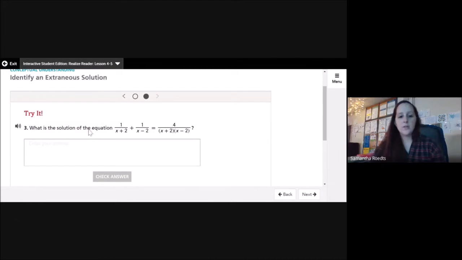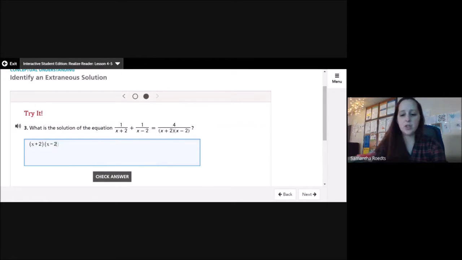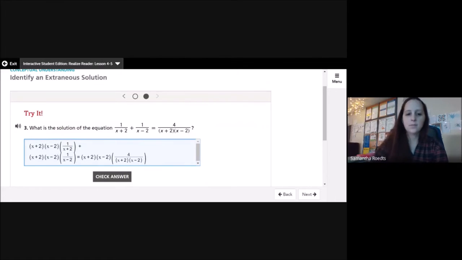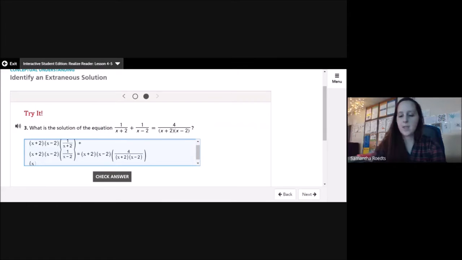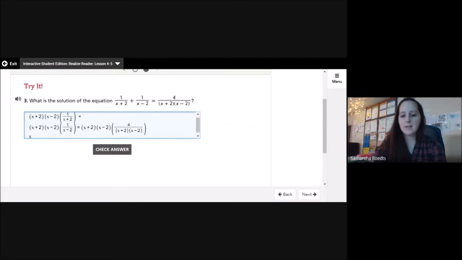All right, so I want to know what the solution of the equation 1 over x plus 2 plus 1 over x minus 2 equals 4 over x plus 2 times x minus 2. I'm going to multiply through by my common denominator of x plus 2 and x minus 2. I'm going to go ahead and factor out everything. For the first one, x plus 2 times x minus 2 times 1 over x plus 2, the x plus 2's cancel. So I'm left with x minus 2. For the second, x minus 2 and x minus 2 cancel. So x plus 2 times 1 is x plus 2.